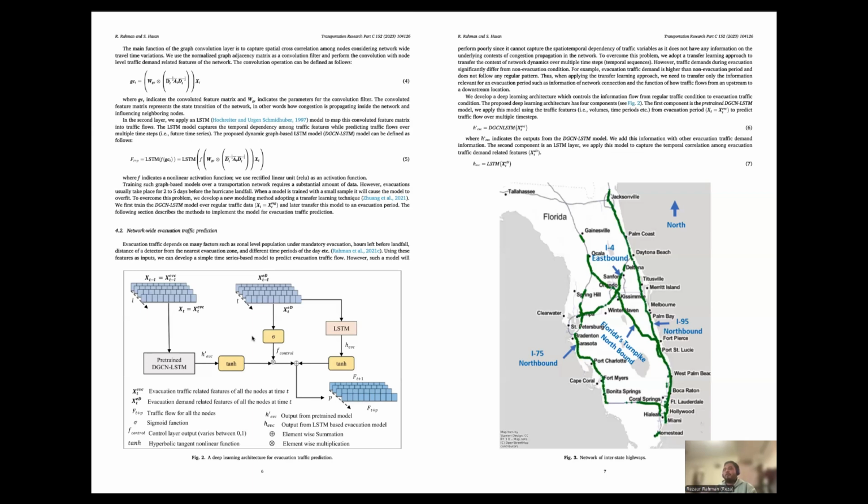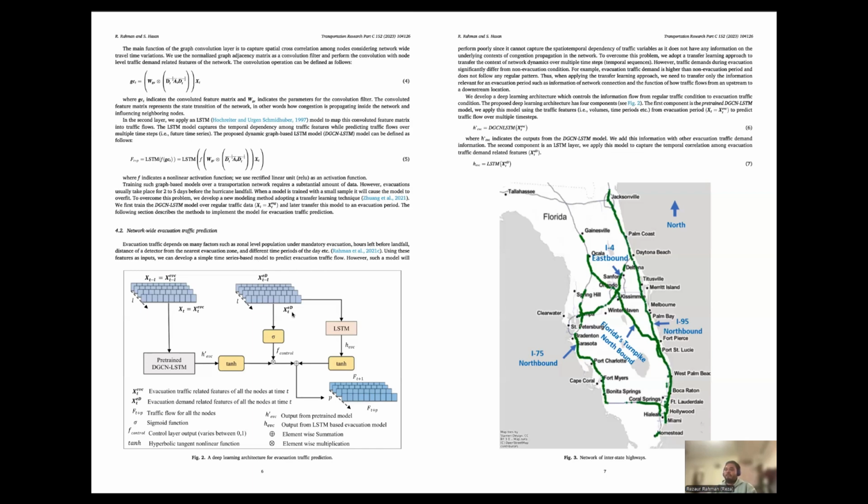So how will the model know that this is a special period? This has more demand, so expect some weird behavior. How is the model going to know? To train the model for that part, we have some features related to evacuation.